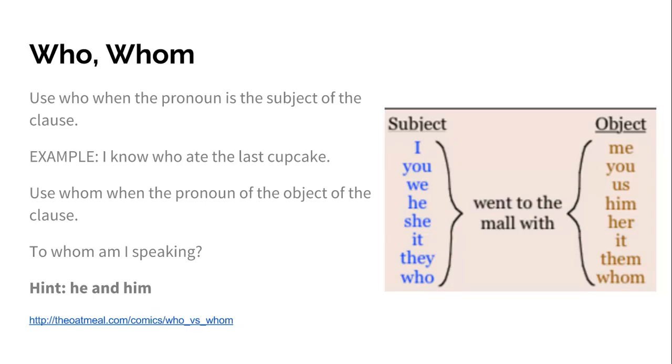Who and whom. Use who when the pronoun is the subject of the clause. For example, I know who ate the last cupcake. Use whom when the pronoun is the object of the clause. To whom am I speaking?